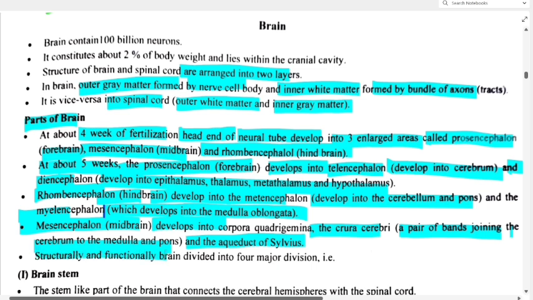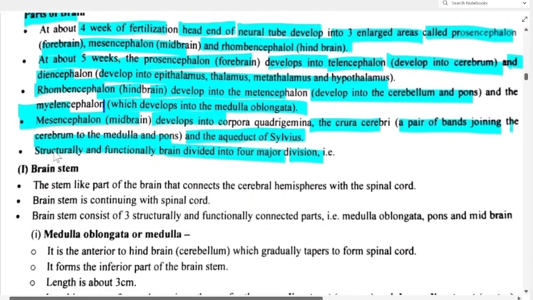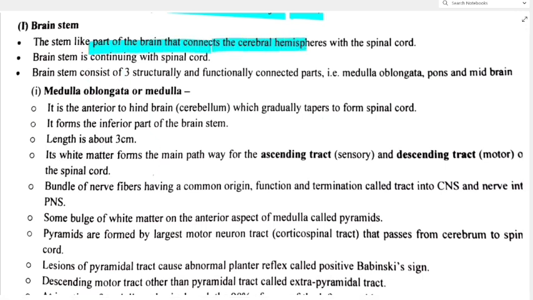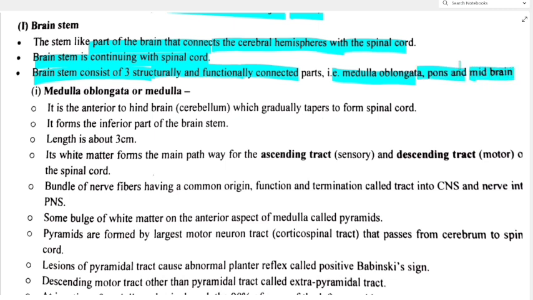Structurally and functionally, brain is divided into 4 major divisions, that is brainstem, cerebrum, cerebellum, and diencephalon. So one by one we'll be discussing now. First is brainstem, the stem-like part of the brain that connects the cerebral hemispheres with the spinal cord. Brainstem is continuous with spinal cord. Now brainstem consists of 3 structurally and functionally connected parts, those are medulla oblongata, pons and midbrain.